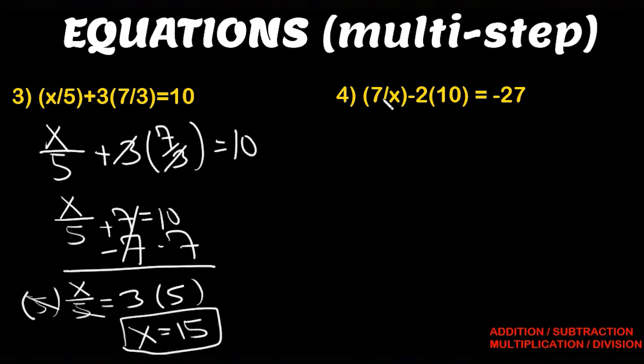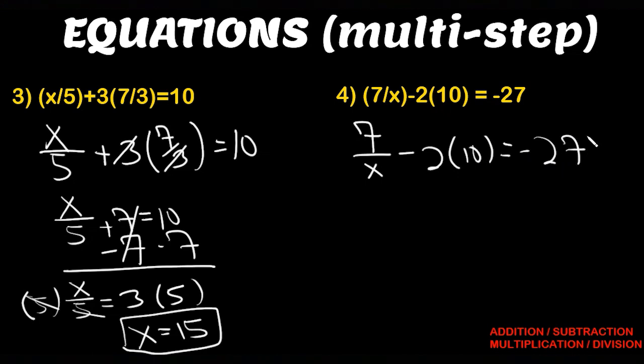Let's try number 4. I have 7 over x. So the same thing, you can go ahead and drop those parentheses. You do not need them. You can leave them there if you would like, but you really don't need them. And then minus 2 times 10 equal to negative 27.